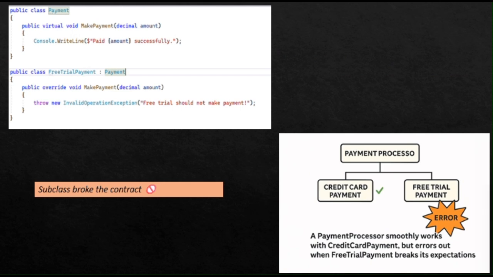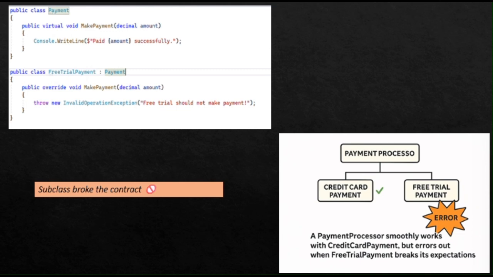Imagine we have a base class Payment, which has this method MakePayment. Now we create a subclass FreeTrial using the Payment class as a base class. Looks harmless, right? But now if our payment processor expects any kind of payment like this and we pass a FreeTrial payment, boom, runtime exception. The subclass violates the base class behavior expectation because a free trial payment method is not meant for payment.